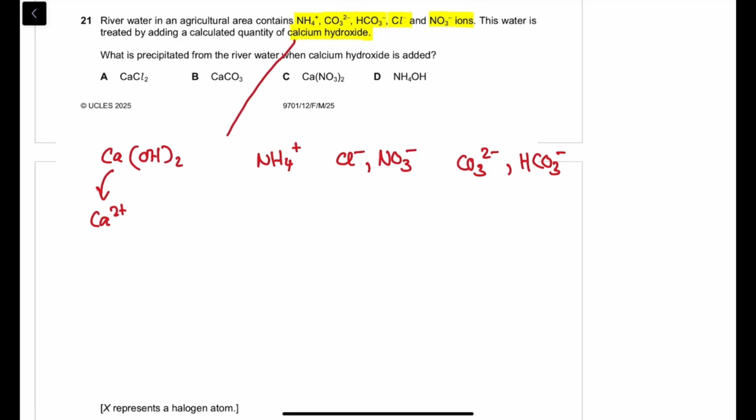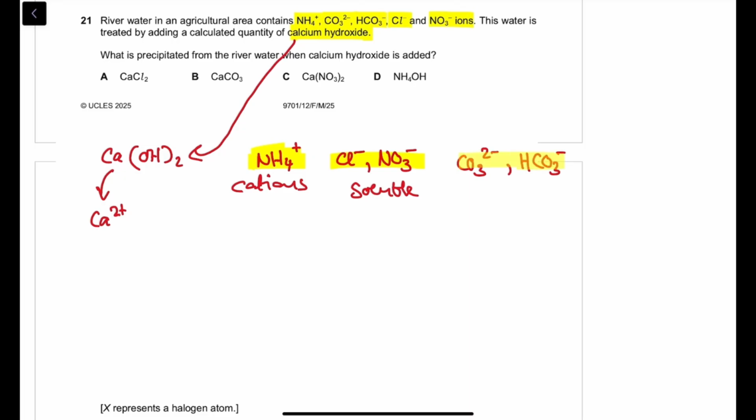So our calcium hydroxide has this formula and it contains calcium 2 plus ions. Now, with the ammonium ions, to begin, we wouldn't have any precipitate formed from this because ammonium ions are cations and so are calcium ions. So we're not going to have a precipitate. When it comes to chloride and nitrate ions, they are both soluble in the water, so we're not going to have any precipitate form.